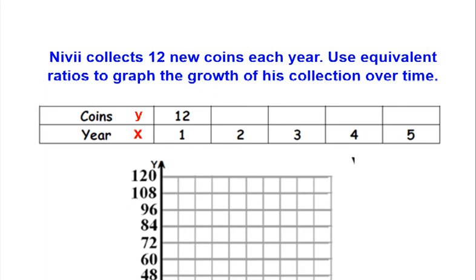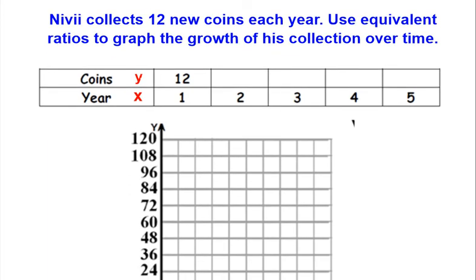Okay, we're going to keep with equivalent ratios, but we're going to look at it in the context of coordinate planes. So here we have Nivy collects 12 new coins each year. Use equivalent ratios to graph the growth of his collection over time. So here, the part of the chart is already set up for us. We have 12 coins in 1 year. So how do we make this next an equivalent ratio? Well, we went from 1 to 2, so we doubled 1, so we have to double 12. So 12 doubled is 24. You can think of them as equivalent fractions if you put a little fraction bar here, okay?